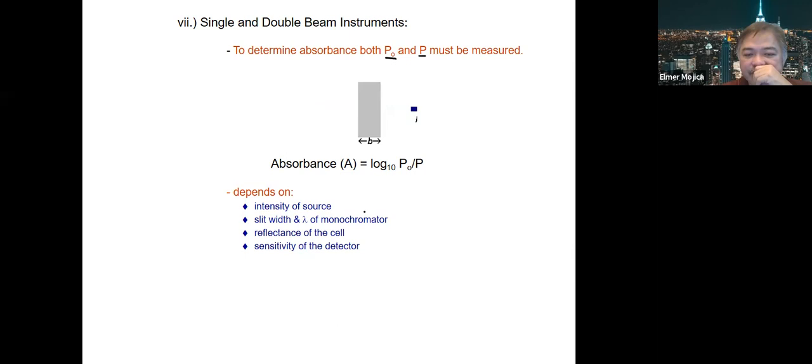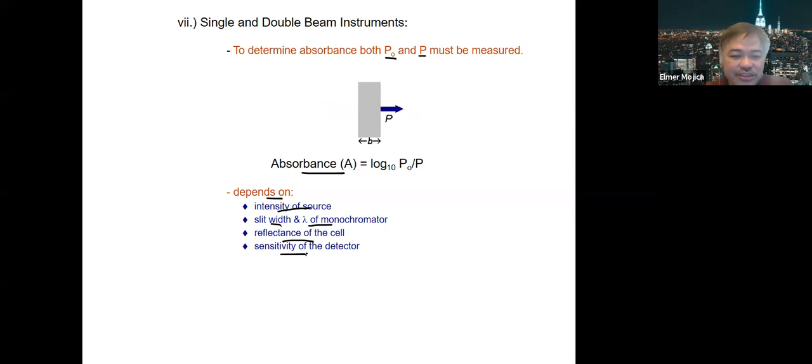And we could say the absorbance that you have there depends on the intensity of the source, the slit width and the wavelength of the monochromator, the reflectance of the cell, and the sensitivity of the detector. So all of them contribute to the absorbance one way or another. Okay. Higher intensity, we could say higher absorbance. So that means you lower the concentration that you have. So if you lower the concentration that you have, you increase the sensitivity.